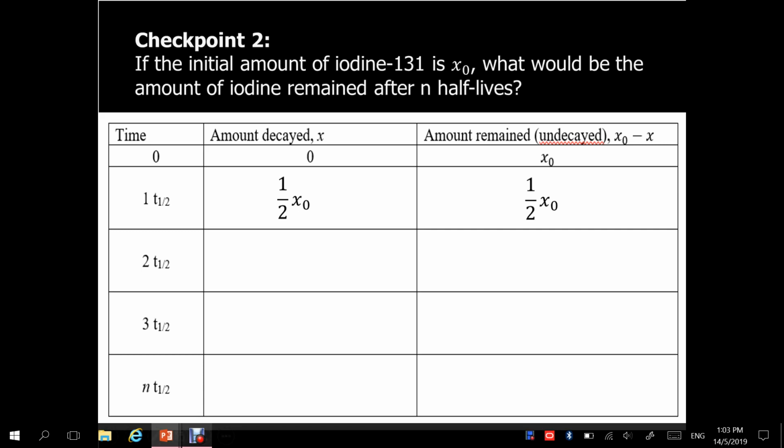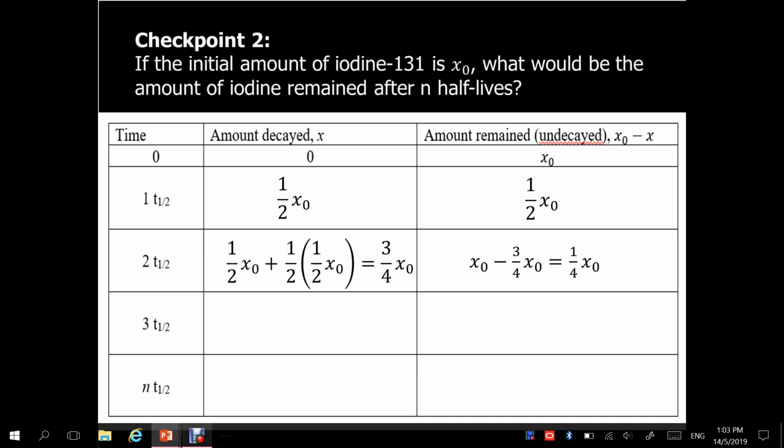What about after two half-lives? The amount that has decayed will be half of whatever remains, so it's half of half x naught. But not forgetting that initially half x naught of the atoms had already decayed. So I must take the total that decayed in the first half-life plus the number decayed in the second half-life. So the total number decayed in two half-lives will be 3/4 x naught. Then the amount remaining is x naught minus 3/4 x naught, which is 1/4 x naught.